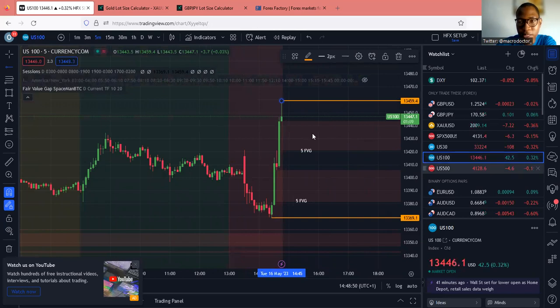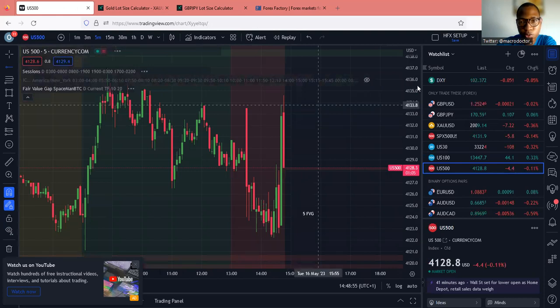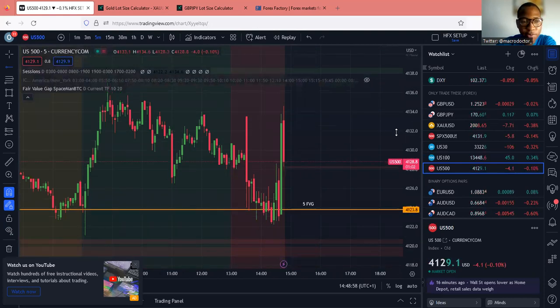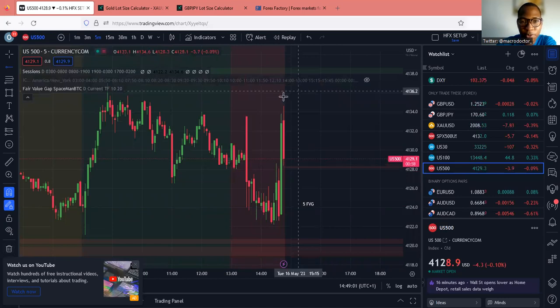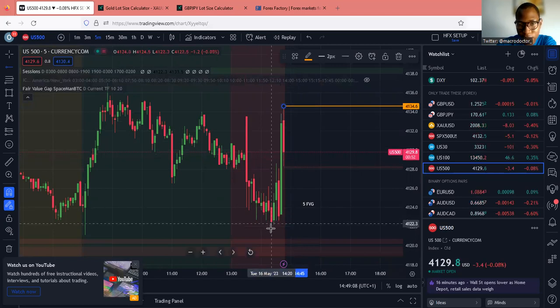And then of course we're going to mark it out on US 100 as well. In case you're new to this channel, I have both SPX 500 and US 100 on my screen because the price on my broker is closer to the US 500, the exchange that does the US 500, than the other one. So that's why.